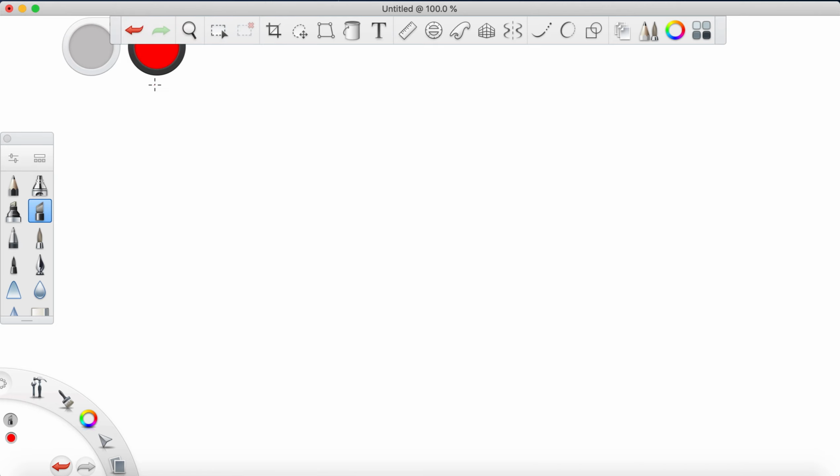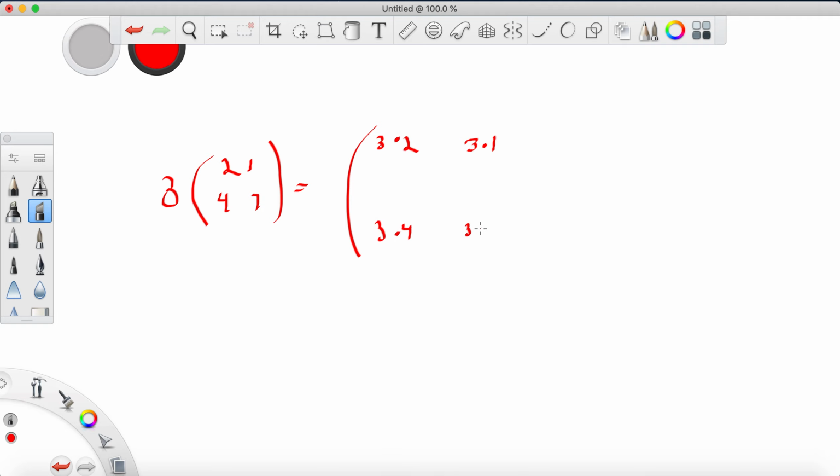The next thing we have to cover is scalar multiplication. Just like before, if you multiply a matrix by a scalar, it's just going to go through each entry. So this will be 3 times 2, 3 times 1, 3 times 4, and 3 times 7. The value is going to end up being 6, 3, 12, and 21. Pretty straightforward stuff.